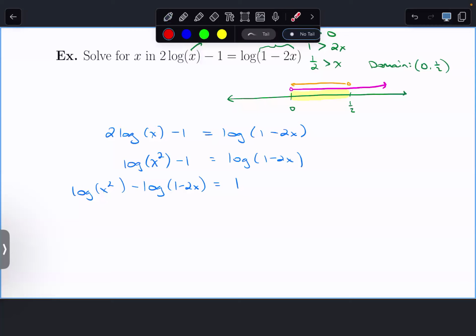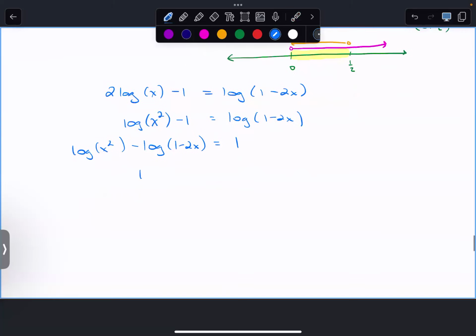The quadratic. Not yet. You have to zip up these logs first. So because they're both log base 10, and I'm subtracting the logs of the same base, so then I can combine them with division inside. So I get the log of x squared over 1 minus 2x is equal to 1.